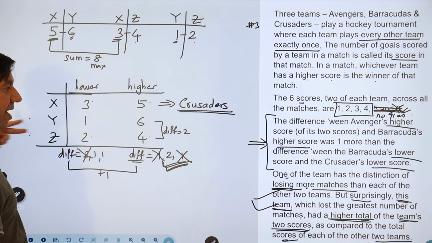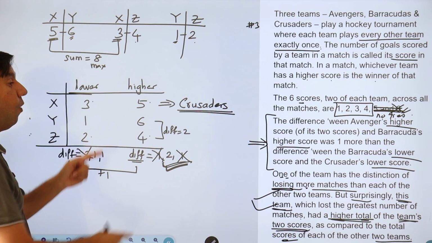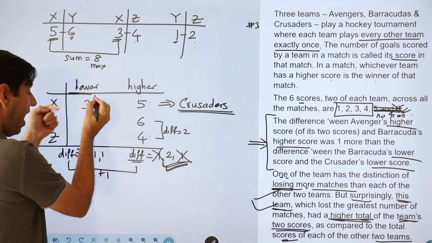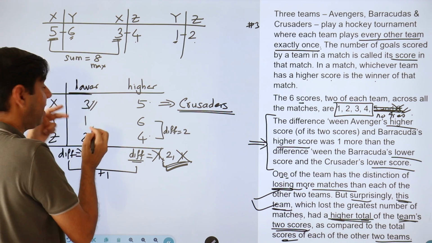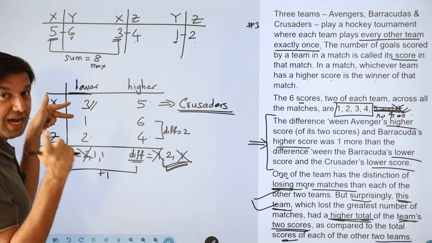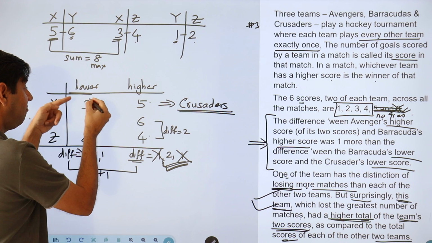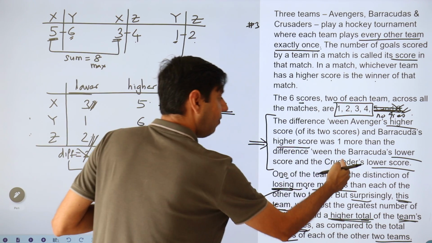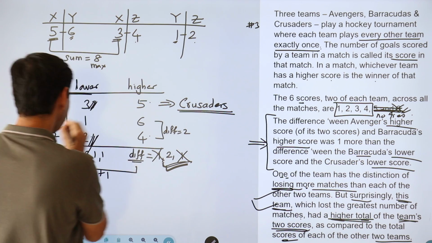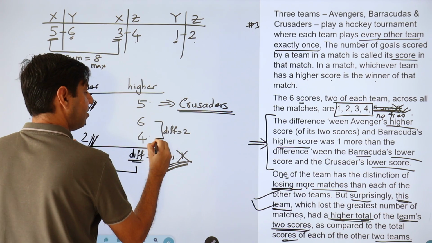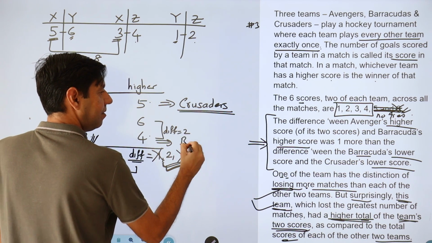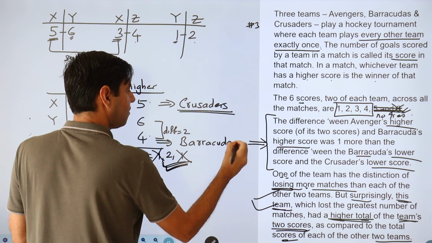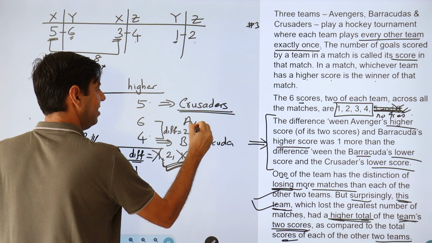This team has to be Crusaders. These are Avenger or Barracuda. The difference is 2. Oh, so now Crusaders' lower score is what? 3. And here the difference has to be 1. But the difference between 3 and 1 is not 1. The difference between 3 and 2 is 1. Oh, so that one is Crusader and the other is Barracuda. So this one is Barracuda. And if this is Barracuda, this is Avengers.